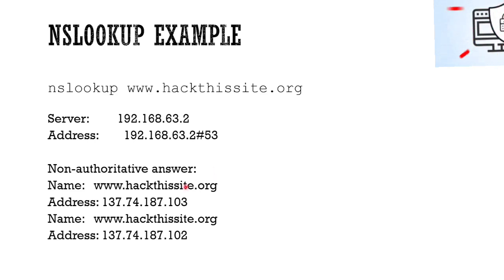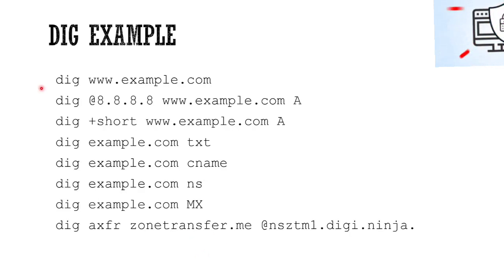Here's an example of using dig in Linux. We could just say dig some website, or we could say dig and then query a particular DNS server, like I want to query Google's 8.8.8.8 to give me all A records for example.com, or give me the short version, or give me all the text records, or all the aliases, all the DNS servers, or all the email servers for them.